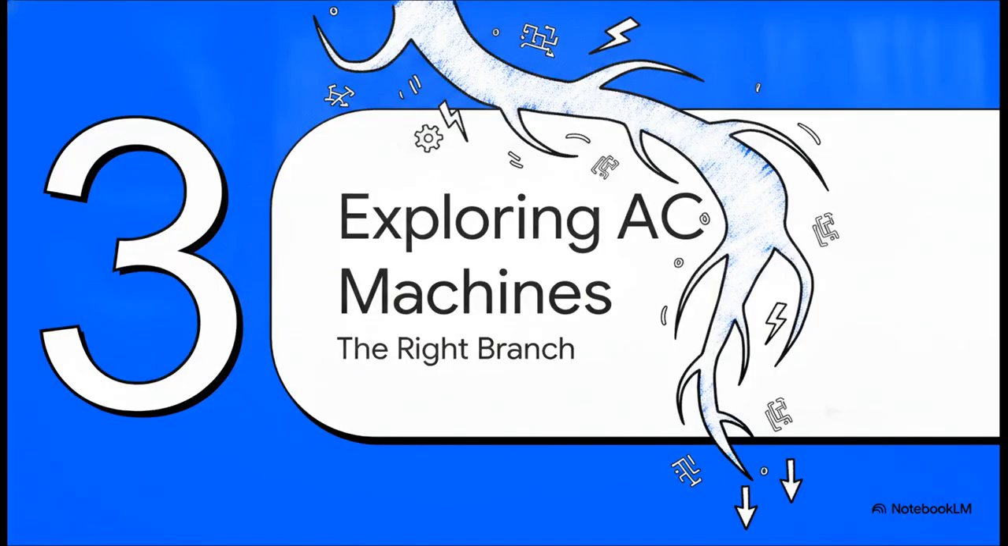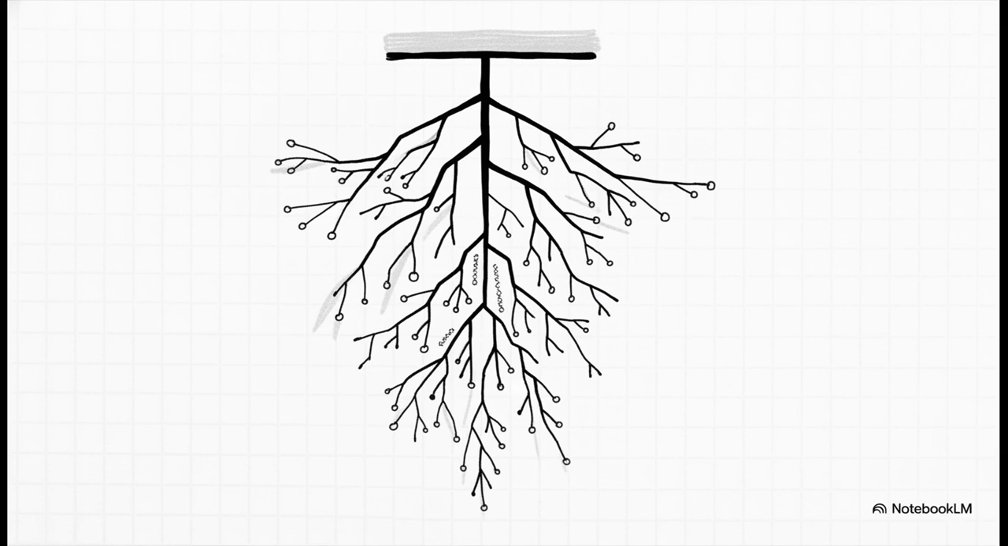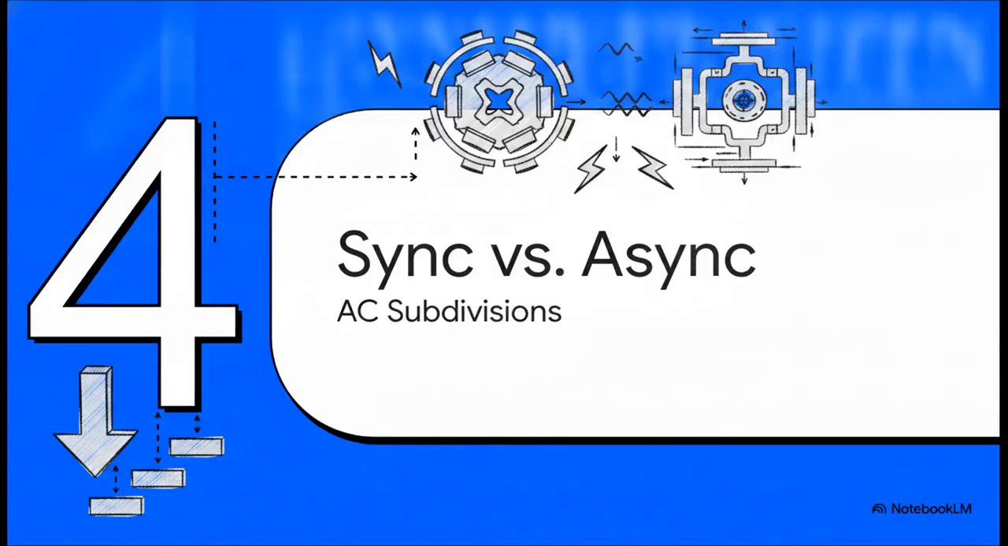Part 3, exploring AC machines, the right branch. All right, brace yourselves, because the AC branch, it's a whole different beast. It forces us to navigate multiple, much deeper layers of subcategories. Since alternating current naturally introduces frequencies and alternating magnetic fields, this side of the family tree is way larger and much more specialized. We've got several more forks in the road to navigate over here. Which brings us to Part 4, synchronous versus asynchronous, the AC subdivisions.